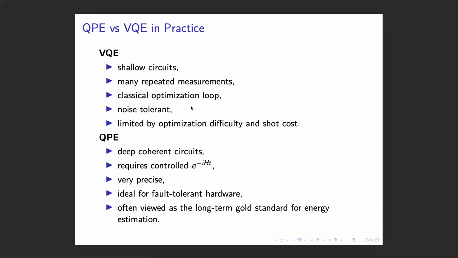So if you look at this in comparison, the VQE often leads to shallow circuits. There are many repeated measurements. It has a classical optimization part. It's noise tolerant, and it's obviously limited by the optimization difficulty. And one of the things you probably saw in project one is that you needed quite many shots to get a decent estimate of the energy.